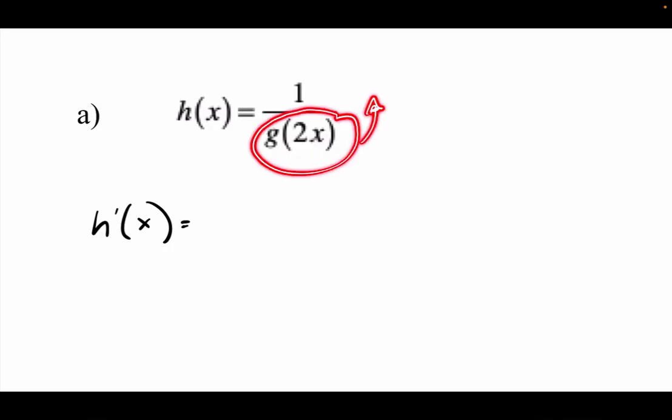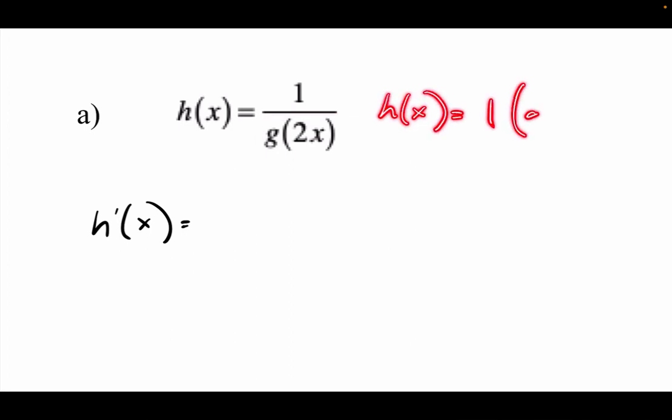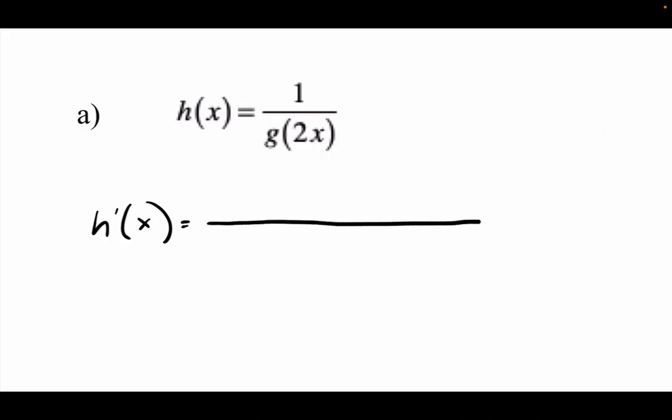You can move it up here. You could rewrite it like this: 1 times g of 2x to the negative 1 power, and use the chain rule. To me, it doesn't matter which one. You're going to get the same answer. Since most of you guys are comfortable with the quotient rule, we'll just use the quotient rule. Okay?